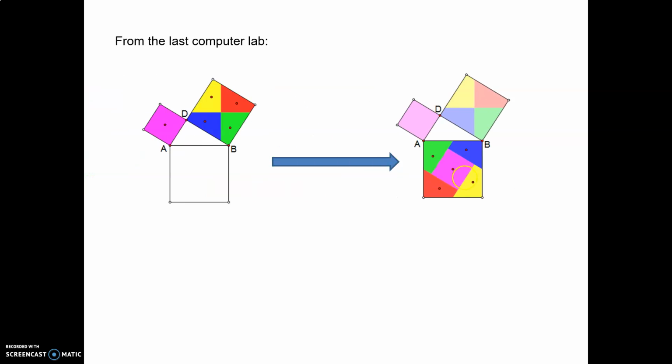Also in a lab, you would have created this picture, and then you would have moved those colored pieces into the bigger square. And again, you would have been showing yourself that this is side A and side A, so this would be A squared. This would be side B and side B, so this would be B squared. And this would be side C and side C, so this would be C squared. So this A squared stuff and this B squared stuff added together fit into the box that is C squared.